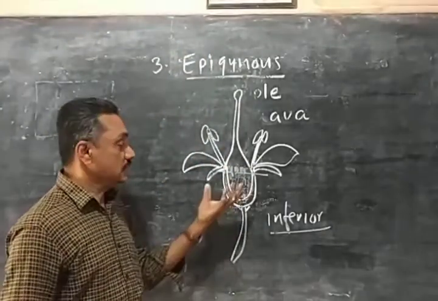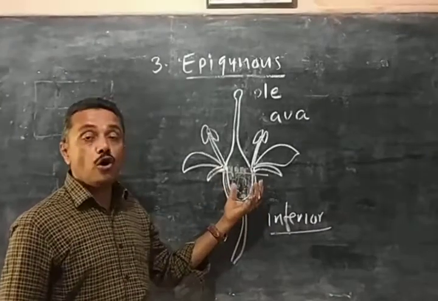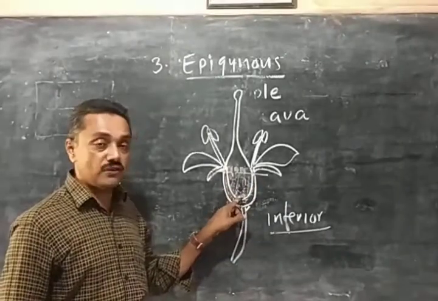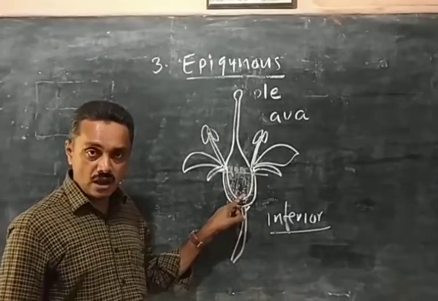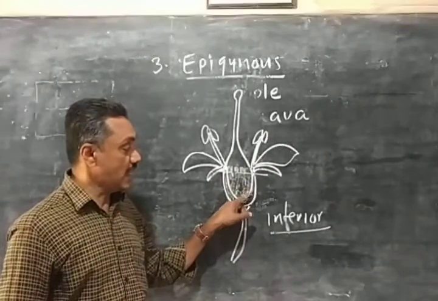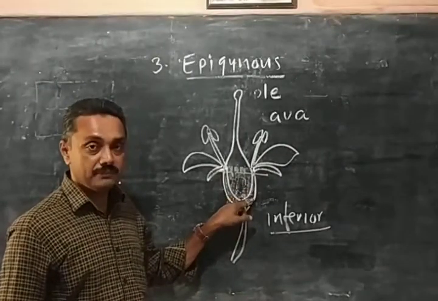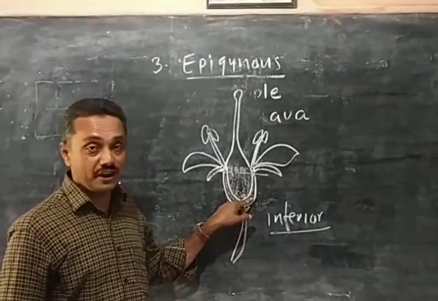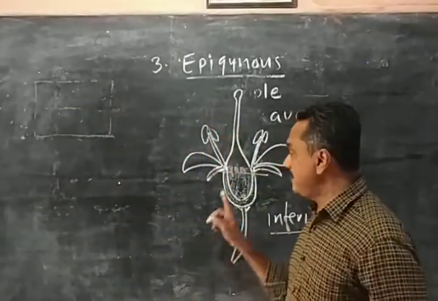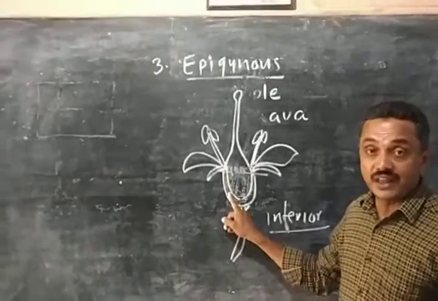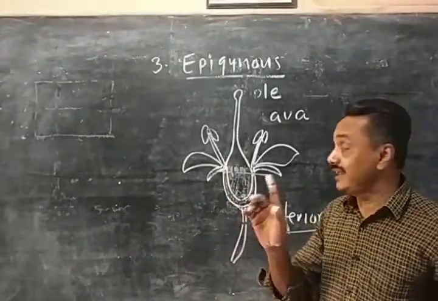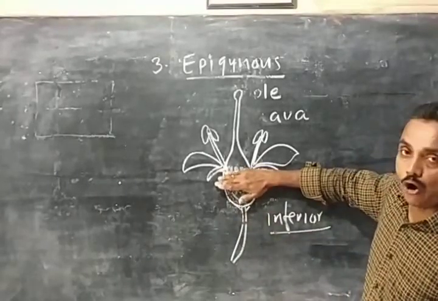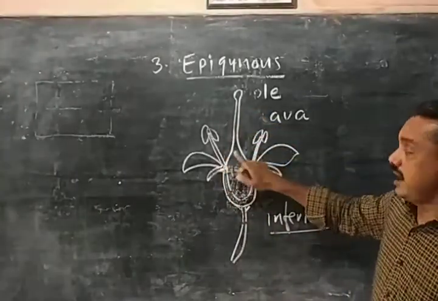Here, as in the case of guava or apple, the thalamus forms a cup-shaped structure. The ovary originates from the base of the cup-shaped thalamus, but the ovary and thalamus are completely joined. In the perigynous flower, the ovary and thalamus are not joined. Here they are completely joined together, and we cannot differentiate between them. Other parts originate above the level of the ovary.